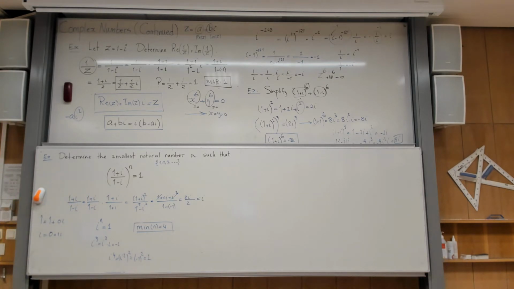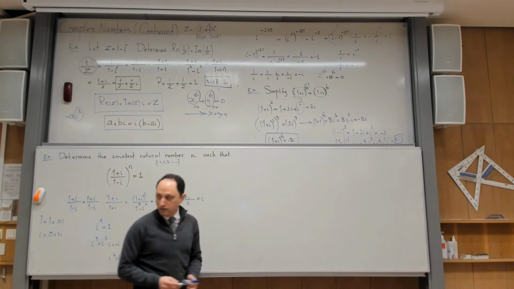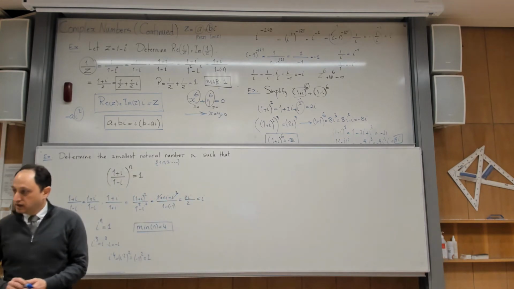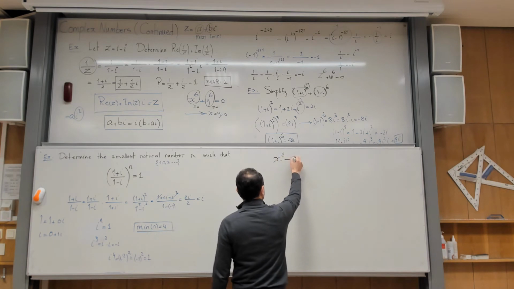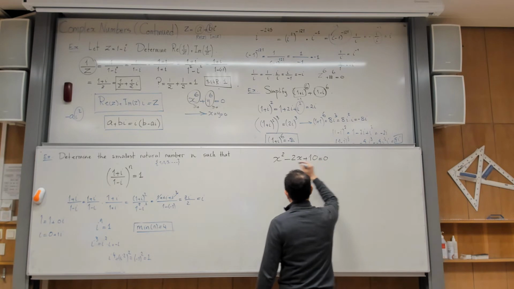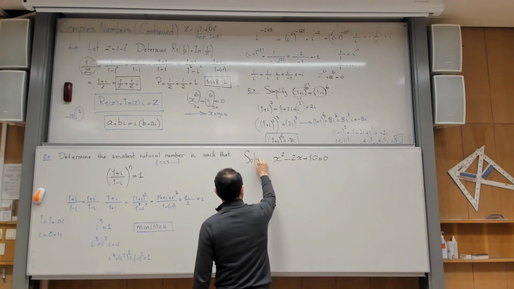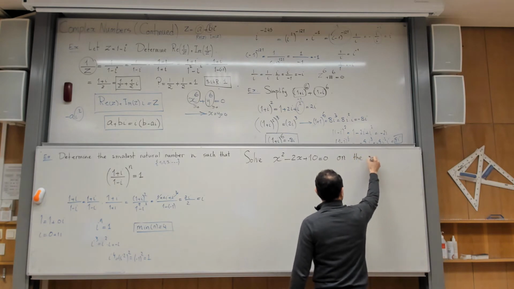Okay. Even though I skipped the first page in the book, this was exactly Math 2C, but let me just give you one example. So solve this equation, x squared minus 2x plus 10 equals 0. Solve on the set of complex numbers.